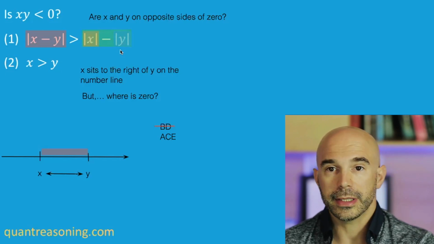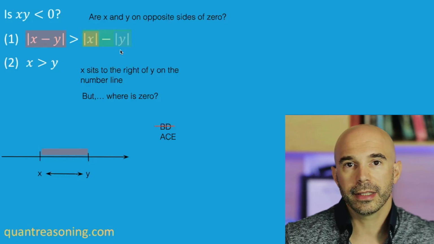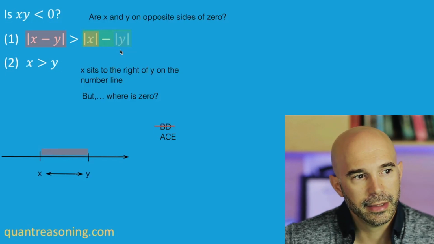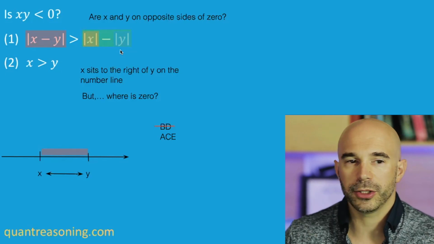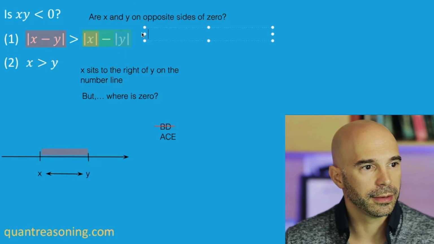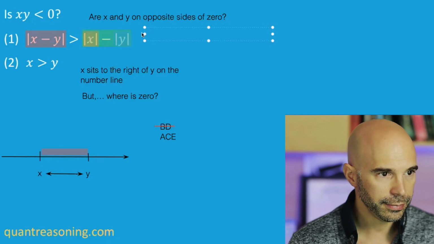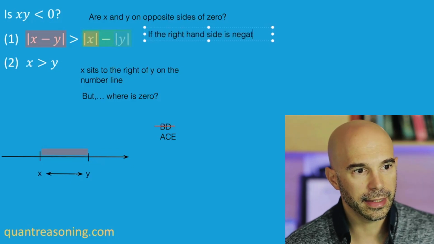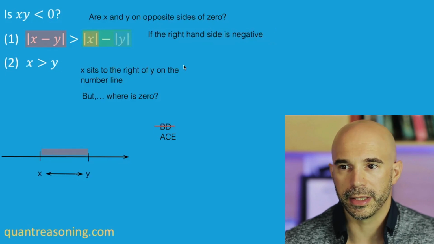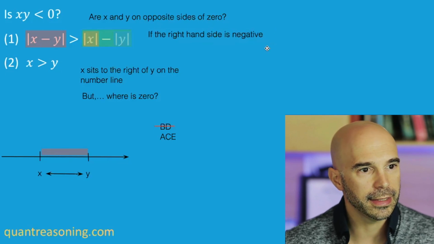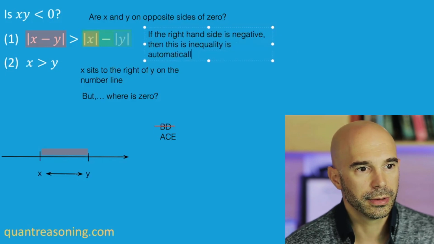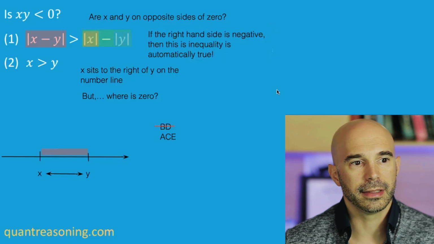All right. Now, this inequality is telling us what? It's telling us that the left-hand side is greater than the right-hand side. So having made the two observations that we just made, we should say the following. Look, if the right-hand side is negative, which hopefully you agree is possible, then what? This inequality is always true. It's automatically true. Why? Because the left-hand side is definitely not negative.